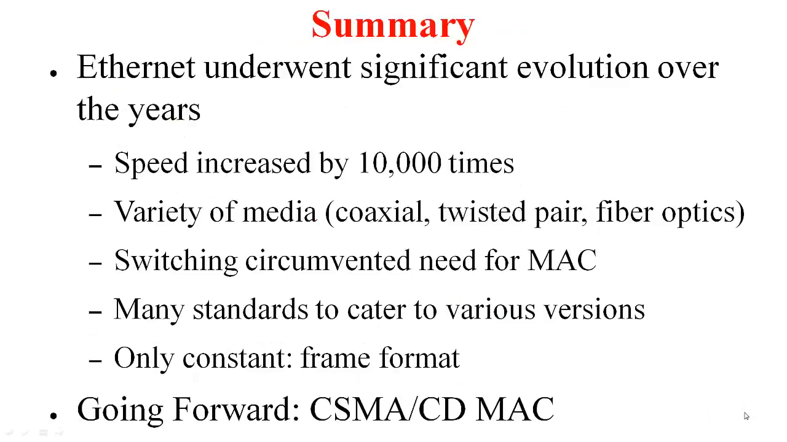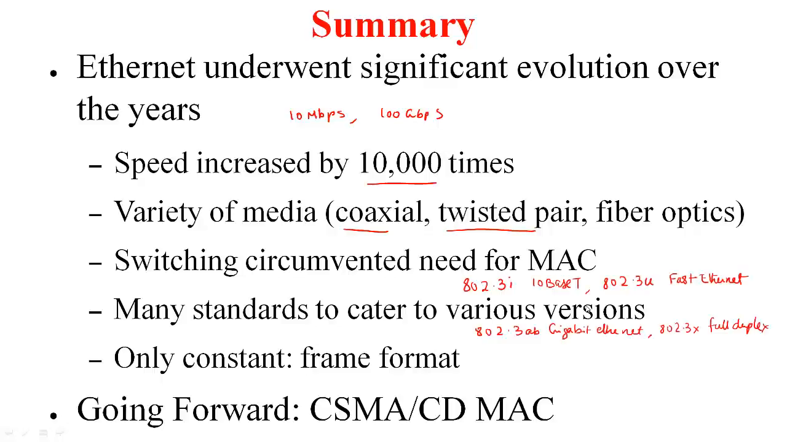In summary, Ethernet underwent significant evolution over the years. It started out with 10 Mbps. Now we are dealing with 100 Gbps Ethernet. The speed increased by 10,000 times. Ethernet operates over a variety of media. I mentioned coaxial and twisted pair. It can also work over fiber optics. It went from bus topology to star topology. Within the star topology, originally hubs were used, but with the use of switches, this even circumvented the need for a media access control. So these days, there is no media access control used as part of Ethernet.